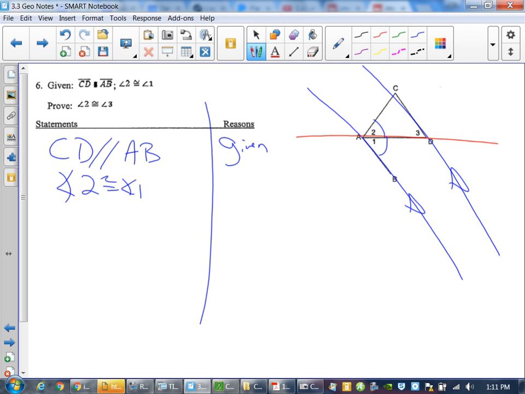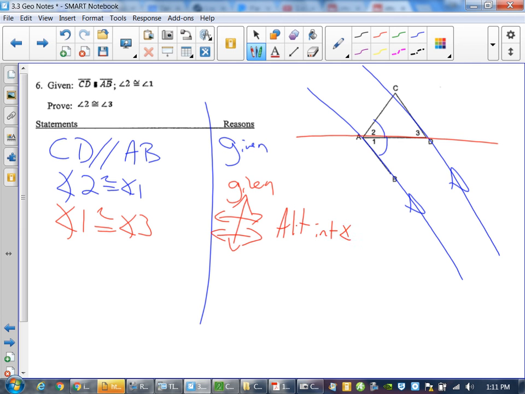So if you have a transversal right there, what's the relationship of 1 and 3? Opposite interior. Here's your given. 1 and 3 are congruent. Two parallel lines cut by a transversal, alternate interior angles congruent. 2 is congruent to 1. 1 is congruent to 3. Why is 2 congruent to 3?